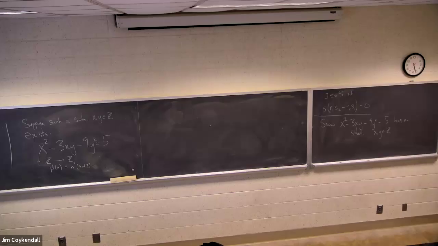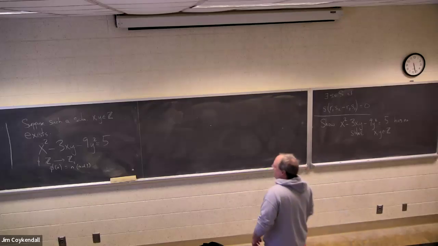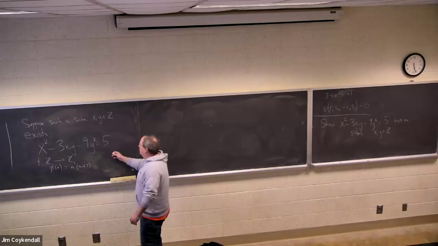So the homomorphism takes 1 to 1 bar, say. It takes 2 to 2 bar. It takes 3 to 3 bar, which is 0 bar. It takes 4 to 1 bar, 5 to 2 bar, 6 to 3 bar. It just keeps cycling, right? What happens to this equation when we subject it to this homomorphism?